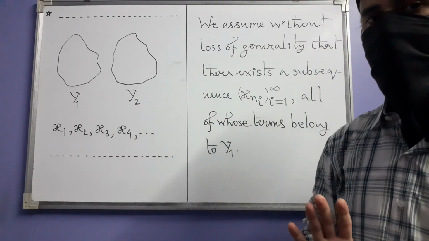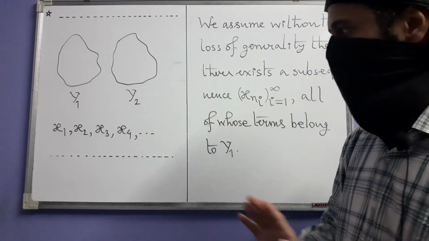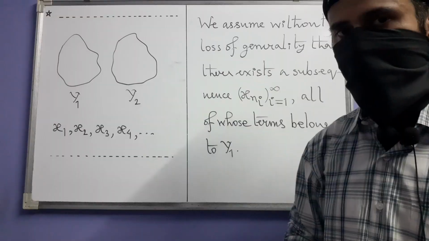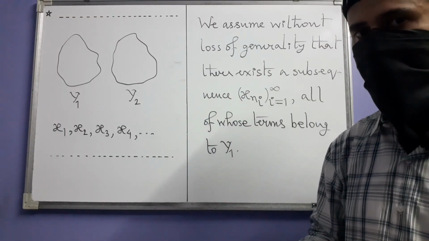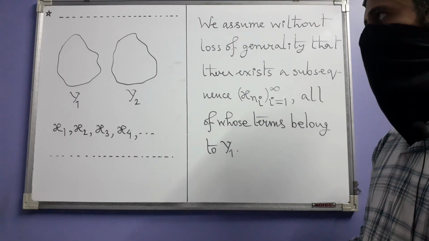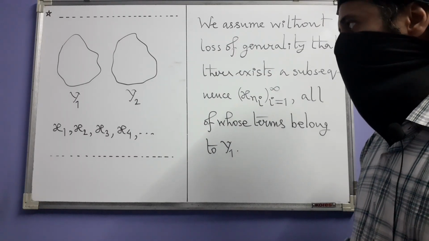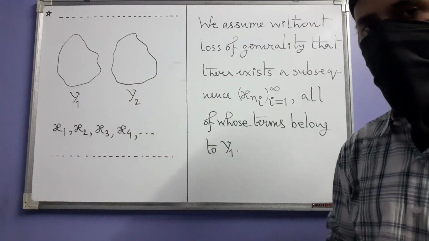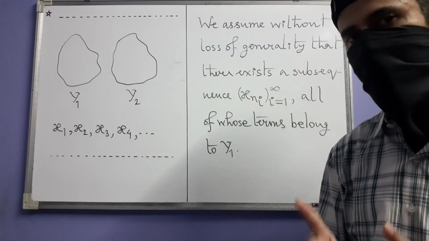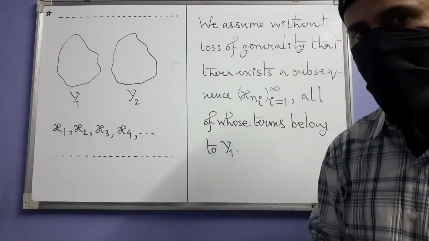x3 is say in y1, okay. x4 is also in y1. So like that, you can have anything can actually happen. Now the point is that, is it possible for both the sets to have only finitely many xi's, each one of them?